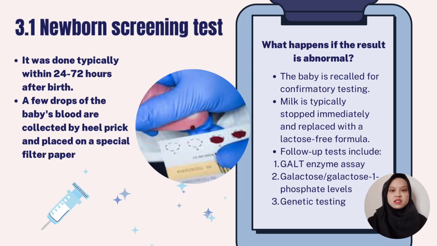Newborn screening test. This test is usually done within 24 to 72 hours after birth. A few drops of the baby's blood are taken using a heel prick and placed on special paper to check for serious conditions like galactosemia. If the result is abnormal, the baby will need more testing. Milk feeding is stopped and replaced with lactose-free formula. Follow-up tests like blood enzyme assay and genetic testing will be done to confirm the diagnosis.